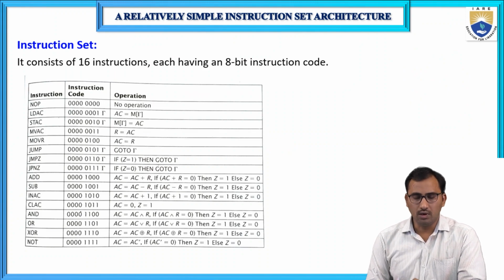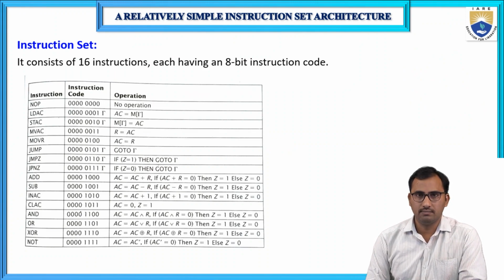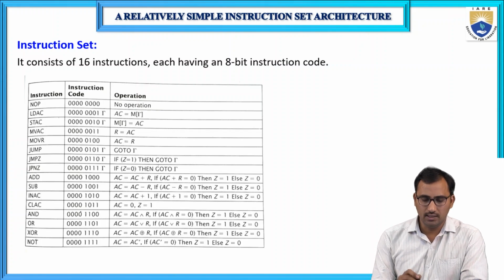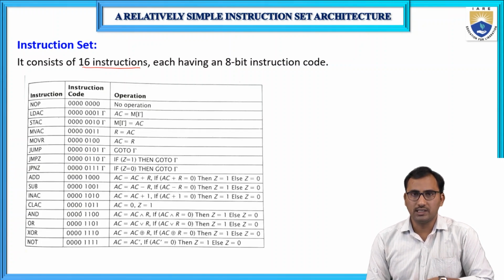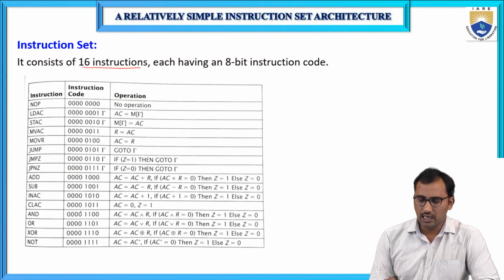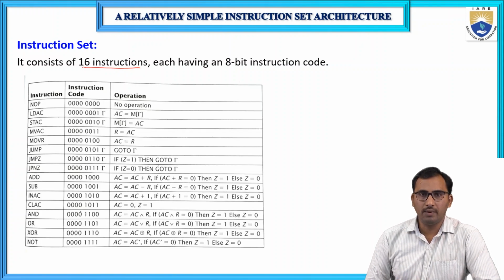And coming to the third one, that is the instruction set. Mainly here it consists of 16 different instructions, each having an 8-bit instruction code. So in total we have 16 instructions, and each has an 8-bit instruction code. An instruction is a command to the processor to perform a specific task.